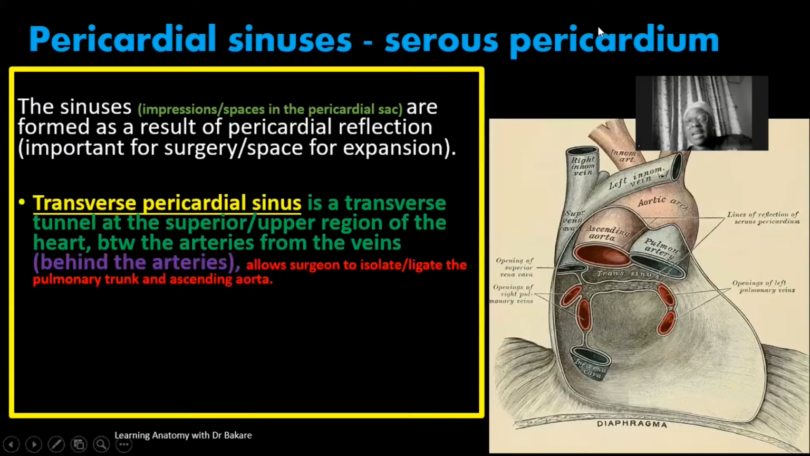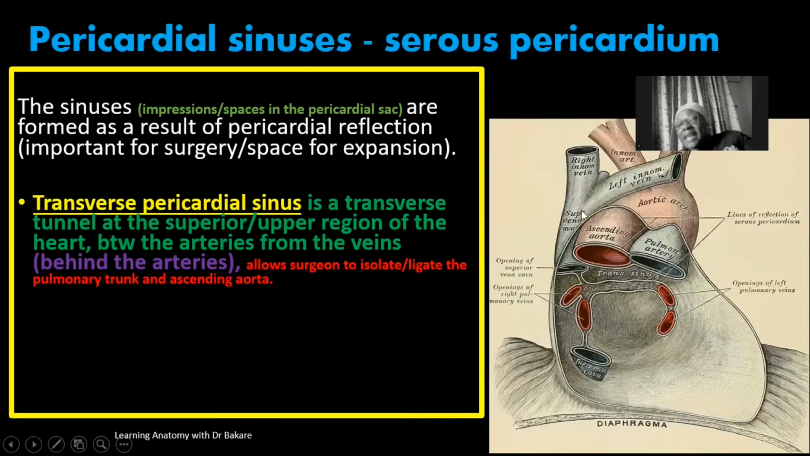The first one I would like to highlight is the transverse pericardial sinus. From the name, it is a transverse tunnel seen at the upper border of the heart, and it is seen behind the ascending aorta and the pulmonary artery. So you see it separating the arteries from the veins. These are the pulmonary veins highlighted in red at the inferior part. And we have the superior vena cava and the inferior vena cava at this side. In this area, we have the veins, and up here, we have the arteries. This is the aorta and this is the pulmonary artery.